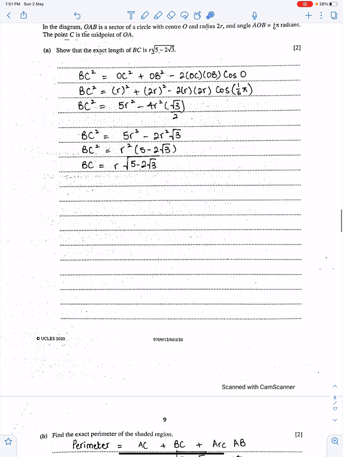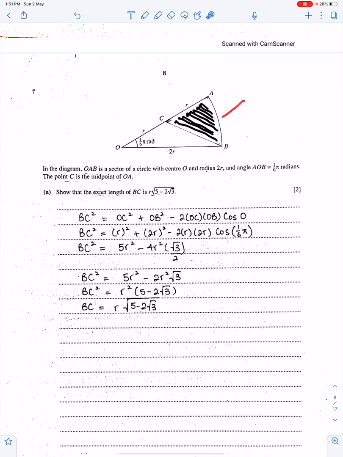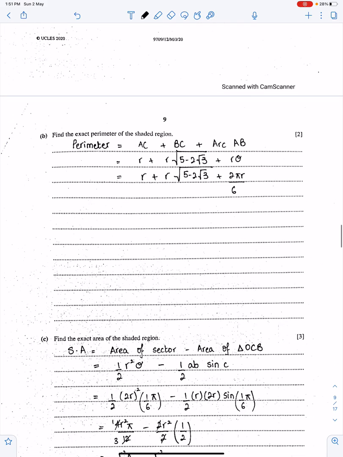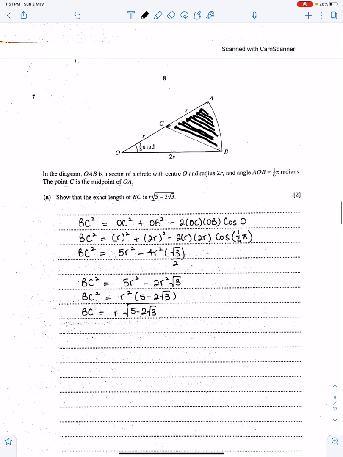Now we need the perimeter of the shaded region. Perimeter means the sum of the boundaries of the shaded region. So we need these three boundaries. R, this is also R, because let me check this, if this is R or not. We need, no, this is BC, so this is not R, this is here.